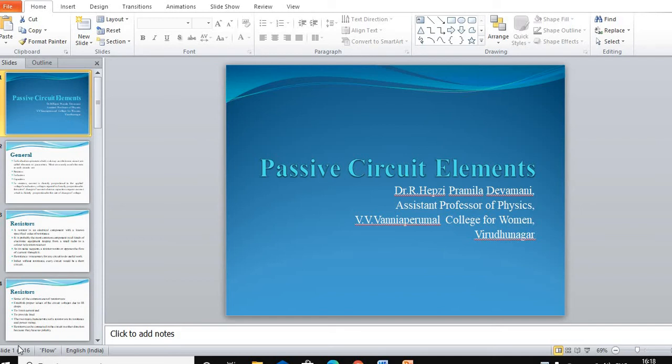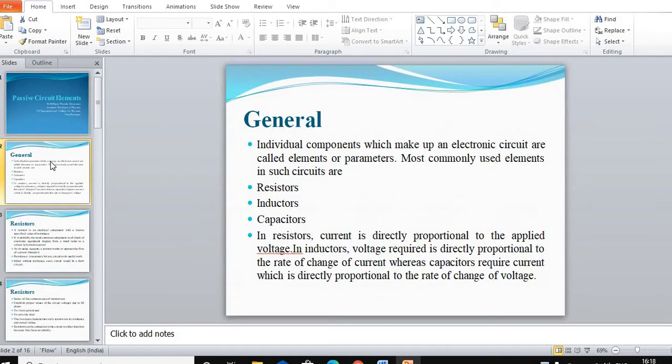I am going to explain the passive circuit elements. Individual components which make up an electronic circuit are called elements or parameters. Most commonly used elements in such circuits are resistors, inductors, and capacitors.